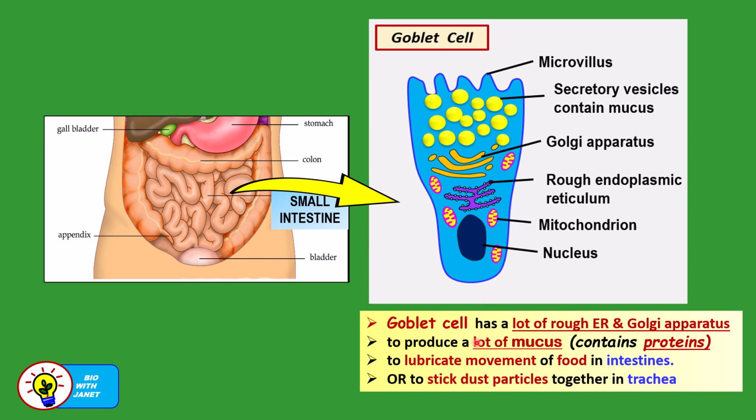So the goblet cell has a lot of rough endoplasmic reticulum and Golgi apparatus to produce a lot of mucus, which actually contains some proteins, to lubricate movement of food in the intestines or to stick dust particles together in the trachea, depending on where the goblet cells are found. So remember, in the exam, please don't write ER, you must write rough endoplasmic reticulum. Spell it out completely. If you just write rough ER, you may not get the mark for that.